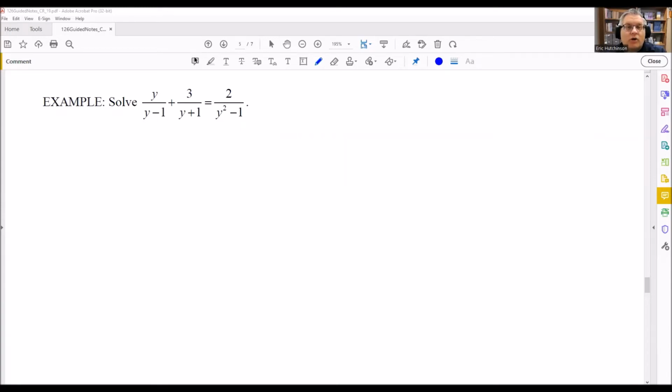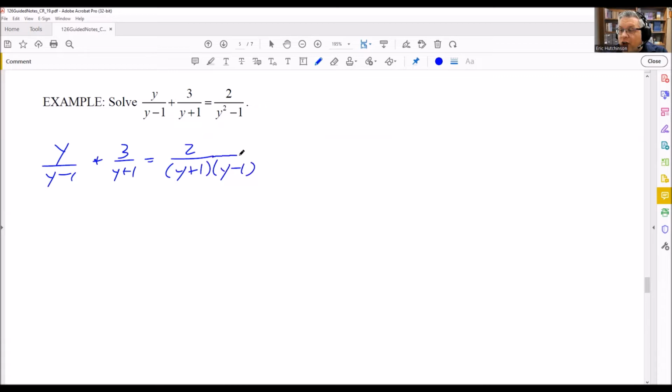In order to solve this one, the first thing we're going to do is factor. We have a difference of squares, so that's going to be our first step. We have y over y minus 1 plus 3 over y plus 1, and we have 2 over, that's going to be y plus 1, y minus 1.